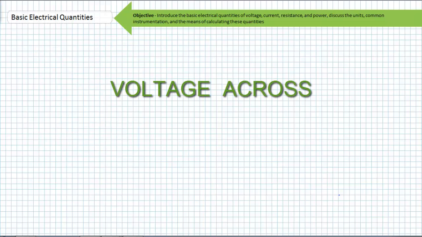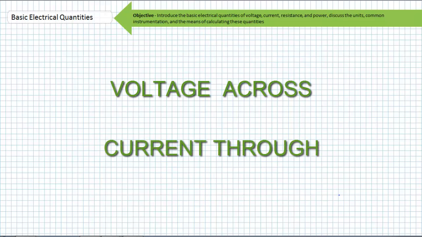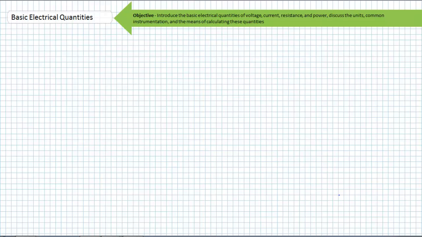Voltage appears across something. Current flows through something. The terms across and through don't mean the same things. Voltage and current aren't the same thing, and they aren't measured the same way. Think about the terms across and through. You go across a bridge. You go through a tunnel.